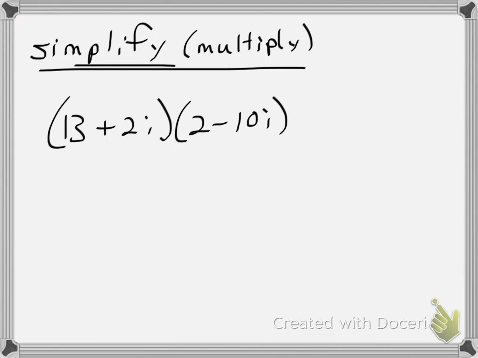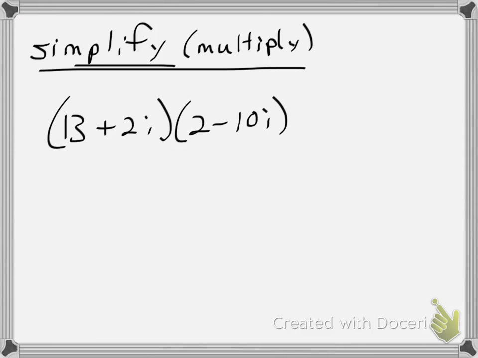Hello everyone. In this video I'm going to be looking at simplifying, in this case multiplying, complex numbers. So my two complex numbers in this case are 13 plus 2i and 2 minus 10i. And as it's set up, I want to multiply them. Now oftentimes this is instructed by saying simplify, or sometimes multiply and simplify, or sometimes just multiply.